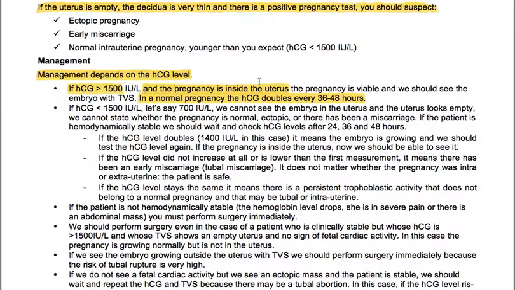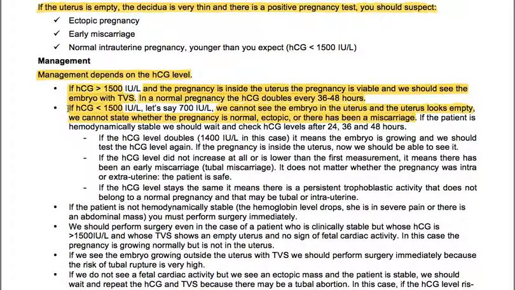If HCG is less than 1,500, we cannot see the embryo in the uterus, and the uterus looks empty. We cannot state whether the pregnancy is normal, ectopic, or there has been miscarriage. If the patient is hemodynamically stable, we should wait and check HCG levels after 24, 36, and 48 hours.